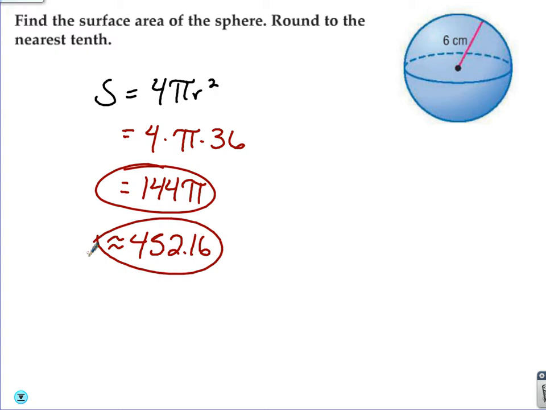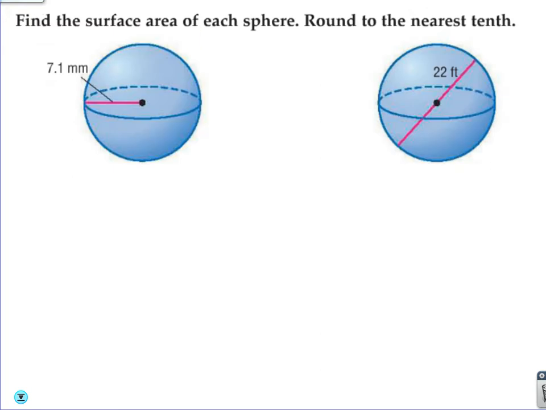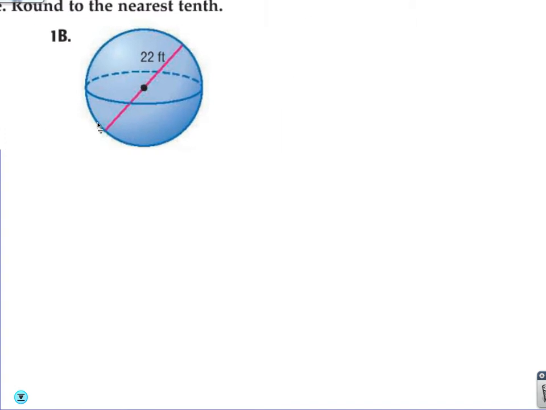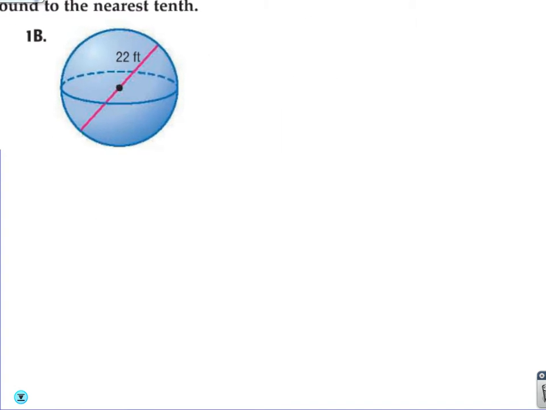Now let's talk about units. This is surface area. Area is coverage, and it's measured in centimeters squared. 144 pi or 452.16 centimeters squared. Next problem. Let's do the second one. Find the surface area of the second sphere. Again, surface area is equal to 4 pi r squared.